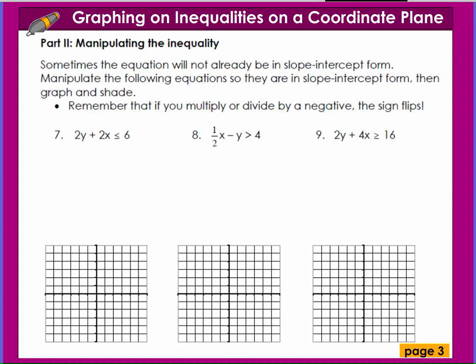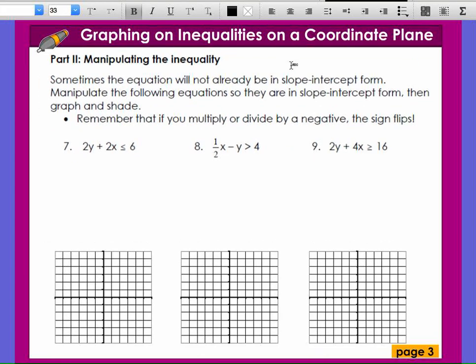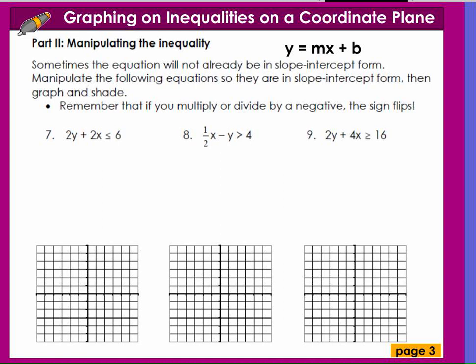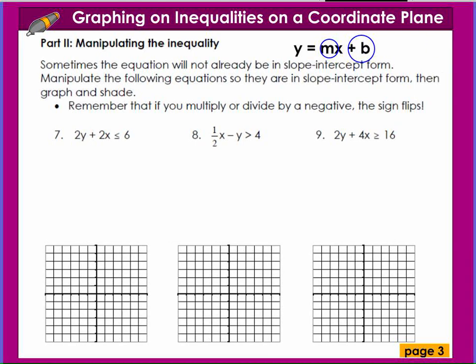Manipulating the inequality. All right, so it says, sometimes the equation will not already be in slope-intercept form. Look at it. What is slope-intercept form, everyone? y equals mx plus b. So right above where it says slope-intercept, I want you to write y equals mx plus b, because that's the form we need all of these equations to be in so that we can graph them. We need two things: the slope and the y-intercept. Not in that order, right? We need the y-intercept first because that's where we start, and then we need the slope. All right. So let's take a look at how this is done.